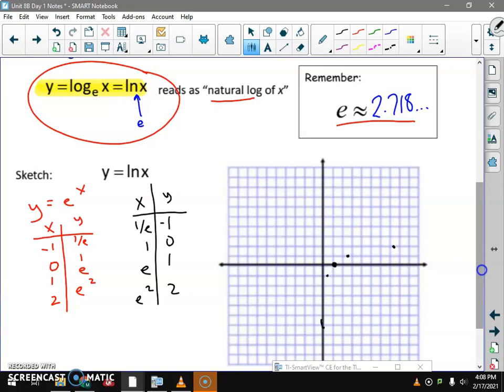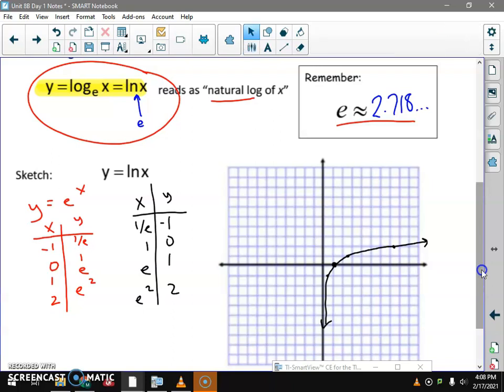And there, just like we have always, is the basic shape of a log graph. It has an x-intercept of 1. It has very, very slow growth. And it has a vertical asymptote. Those are the three descriptors I use for that one.